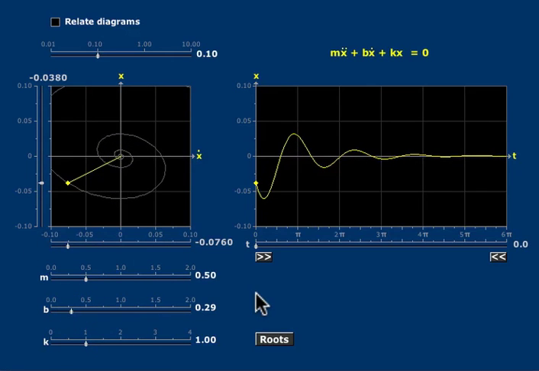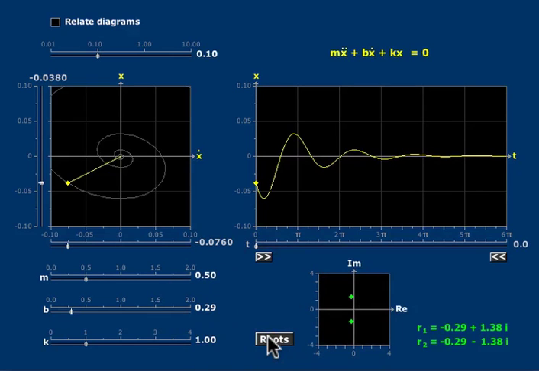These things become much clearer when you think about them in terms of the roots of the characteristic polynomial of this equation. We can display those roots by clicking the Roots button here. What's shown here is the complex plane with the roots of the characteristic polynomial drawn on it. Also, we have a readout of the two roots in green over here. So let's watch what happens when we adjust b.